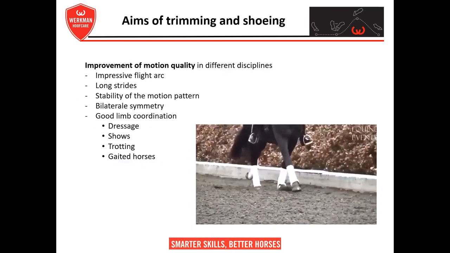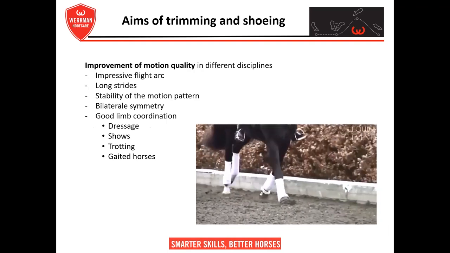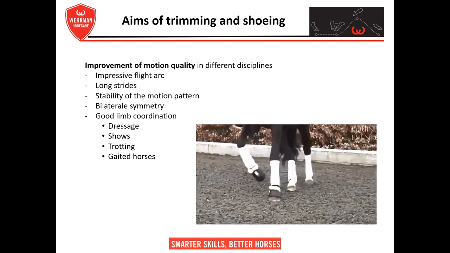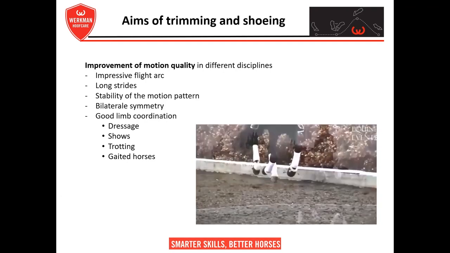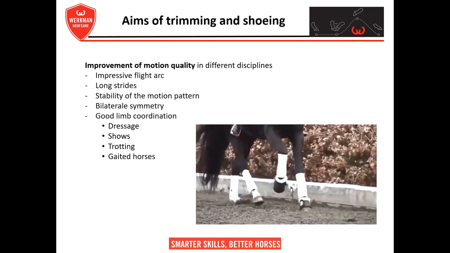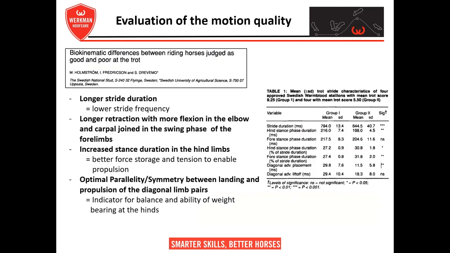And we actually would like to see an improvement of the motion quality after the shoeing for different disciplines. For example, in dressage or trotting or gaited horses, we would like to see an impressive flight arc, long strides. We would like to have a stable motion pattern and bilateral symmetry. And there was a good work of a Swedish research group, and they examined 8 stallions, and these 8 stallions were divided into 4 and 4, and the horses were judged for gait quality, and they examined the parameters belonging to horses judged as good, and the horses judged with a poor gait quality.